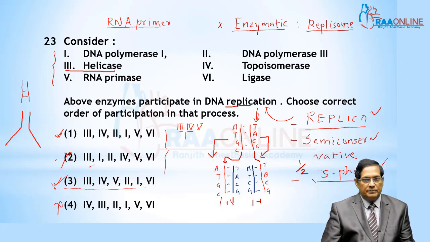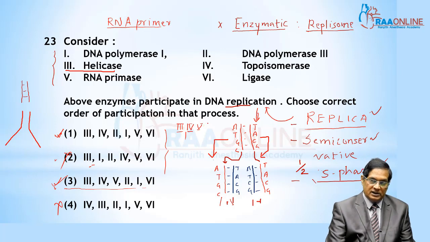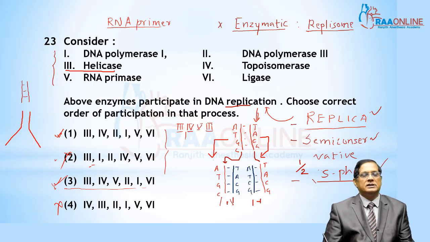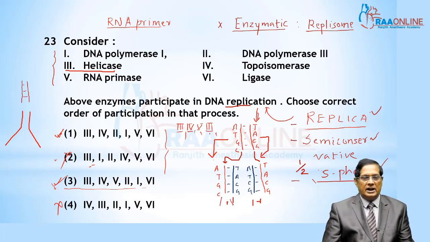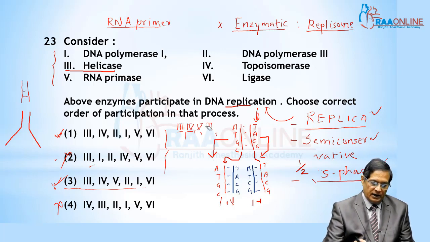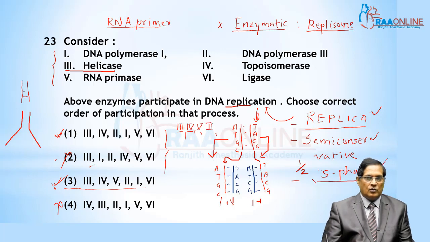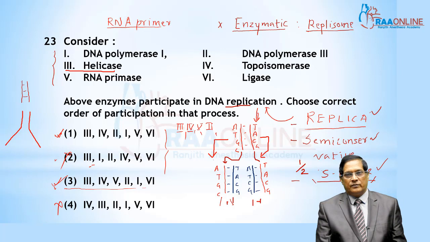The RNA primer is responsible for the attachment of a primer, followed by polymerization. Polymerization takes place with the help of DNA polymerase 3. Actually, DNA polymerase is a group of enzymes. It involves 1, 2 and 3, and 3 is the main enzyme. DNA polymerase 3 is the main enzyme responsible for replication. So 3, 4, 5, 2. According to sequence, the position is now quite clear, that is 3, 4, 5, 2.